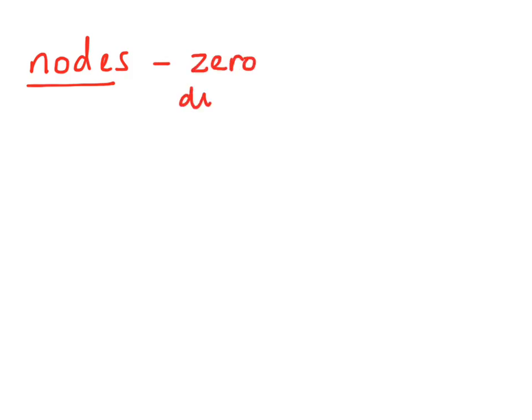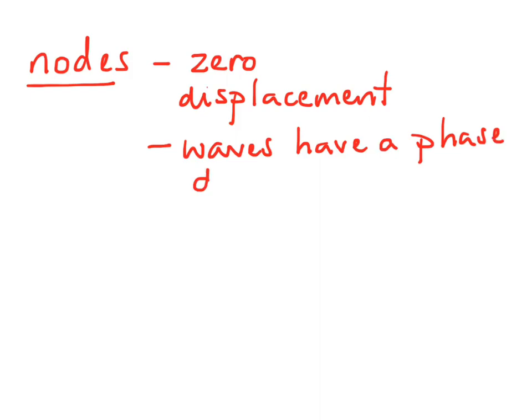So nodes, they have zero displacement, they don't move. The waves at that point at all times have a phase difference of 180 degrees. They're in antiphase, that's why they cancel out all the time.